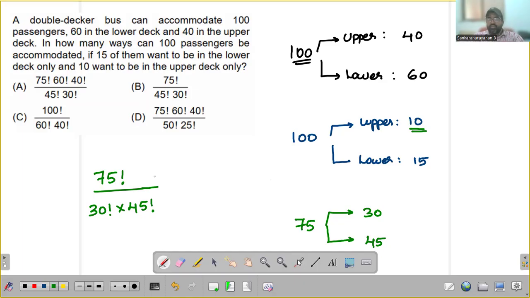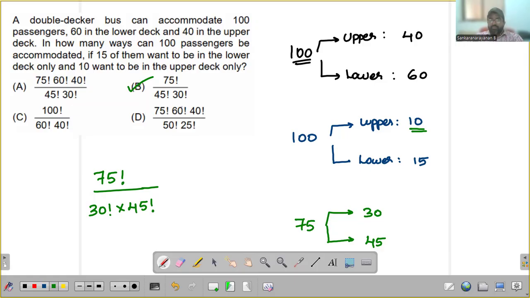Now let me read the question once again. In how many ways can these 100 passengers be accommodated? They are talking about how many ways they can be accommodated, not arranged. If 15 of them want to be in the lower deck and 10 want to be in the upper deck, that's all they have asked. They are not talking about arranging them, but rather how you can actually place them. So my answer will be 75 factorial upon 30 factorial into 45 factorial. I can go ahead with option B as my choice.